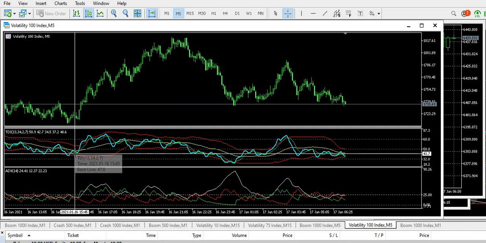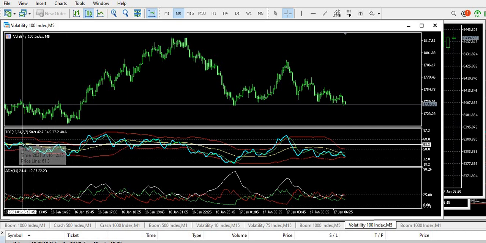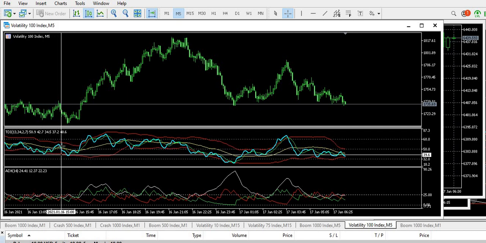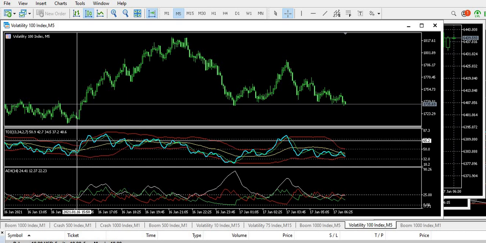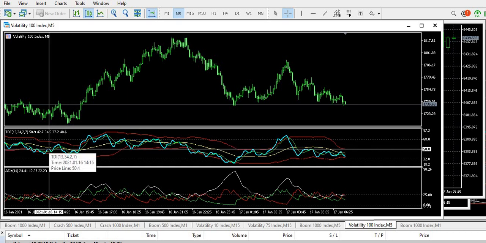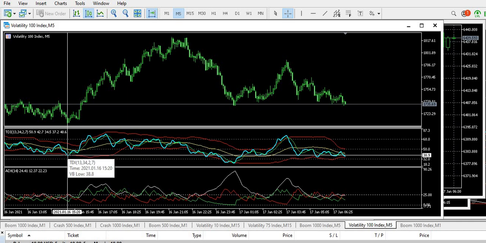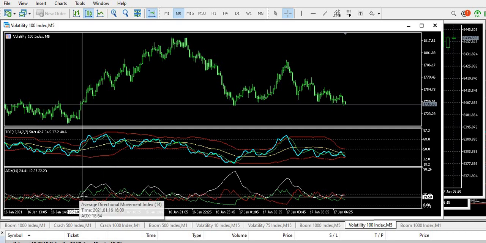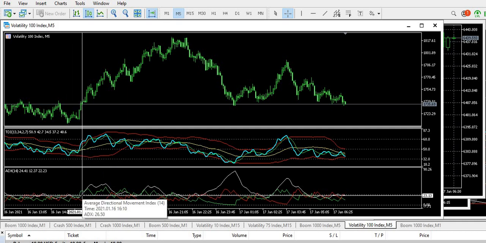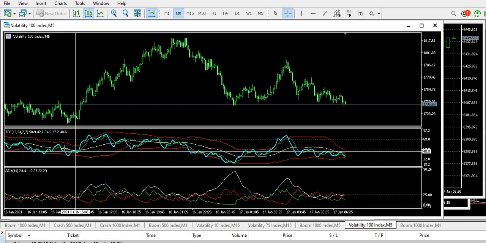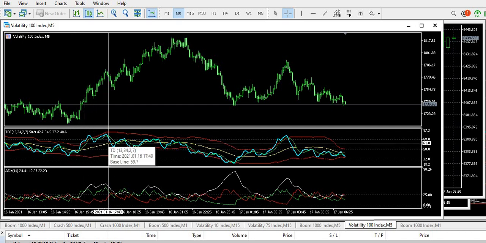The TDI indicator generally works like this: if the RSI 13 line is above level 50, that tells you that the bulls are in charge. If it is below level 50, it tells you generally that the bears are in charge. Okay, so at this point, while we were crossing, you come and check if we had crossed our market baseline.